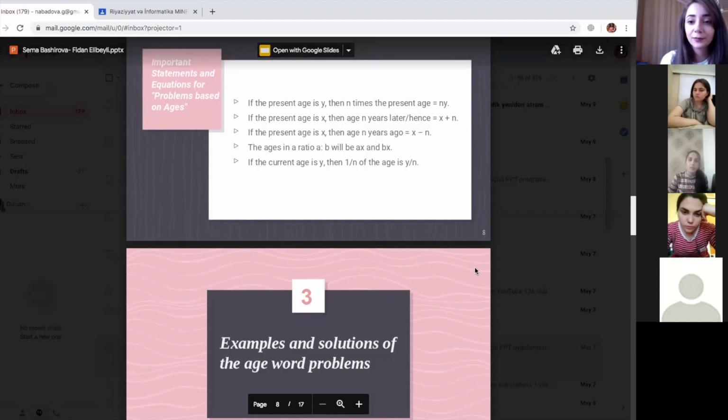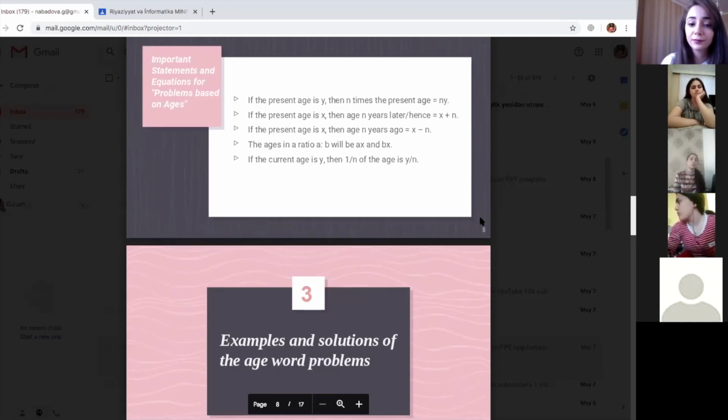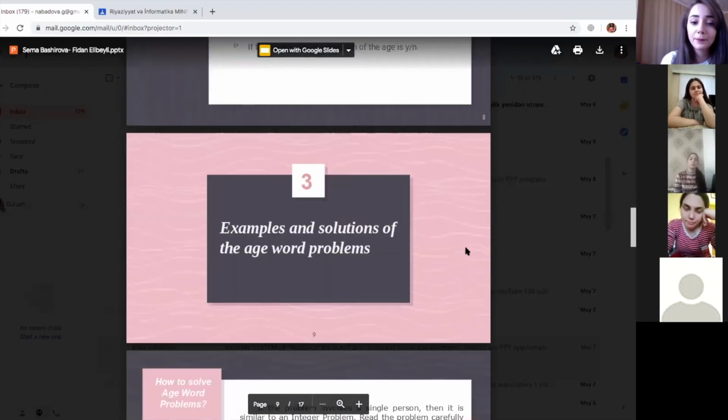Continue. If the current age is y, then 1 over n of the age is y over n. Examples and solutions of the age word problems.